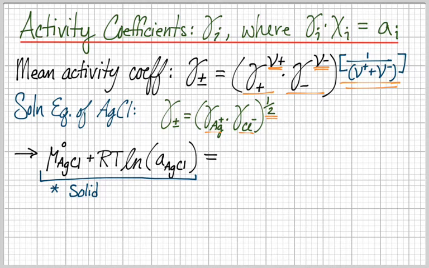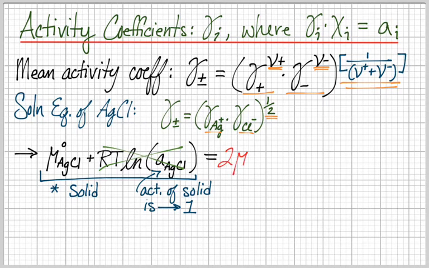Well, here's the interesting thing. The activity of a solid is actually set at a value of 1. So any solid, the activity of that solid is set as an activity of 1, which would make that a natural log of 1. And then we know that a natural log of 1 is going to be equal to 0. So that entire part of the equation effectively gets canceled out.